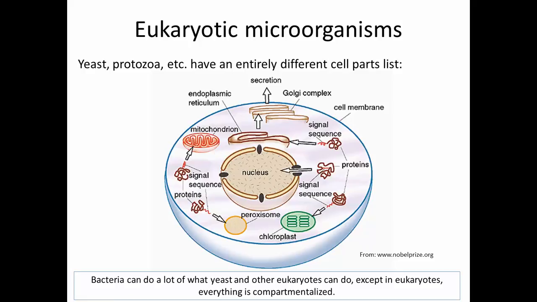So bacteria can do what yeast and a lot of other eukaryotes can do. That's for sure. Except one of the main differences in eukaryotes, everything has its own compartment. So photosynthesis has its own compartment. Building ATP has its own compartment. You could think of it as a department, I suppose. And transcription has its own compartment as well.